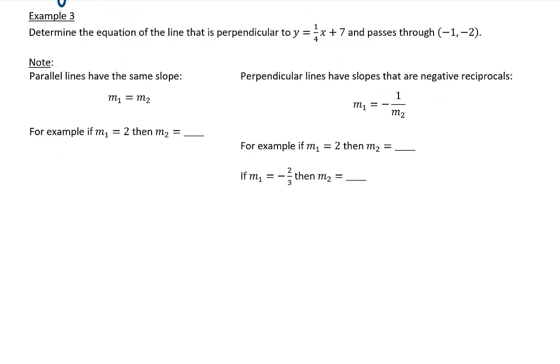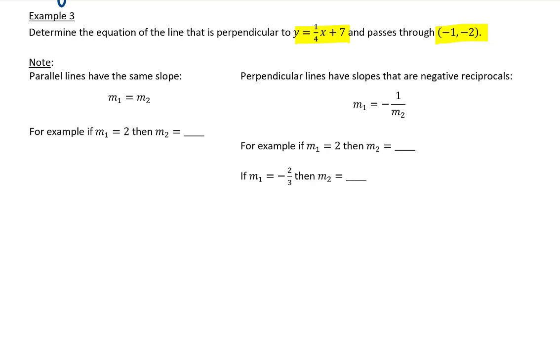Okay, last part. In this last question, we want to talk about perpendicular and parallel lines to help us answer the question. So example 3 says, determine the equation of a line that is perpendicular to this line and passes through the point (-1, -2). So let's go over the definitions of parallel and perpendicular.